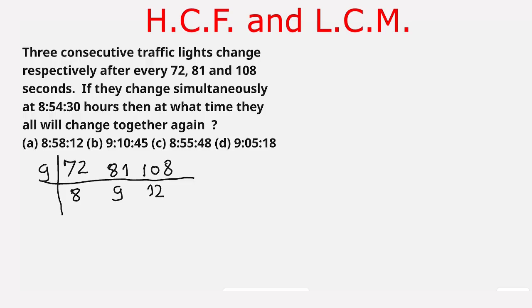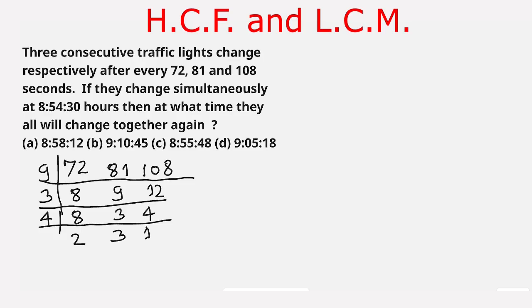Now we divide these numbers by 3. We write 8 as it is. 3 divides 9 for 3 times. 3 divides 12 for 4 times. Now we divide these numbers by 4. 4 divides 8 for 2 times. We write 3 as it is. And 4 divides 4 for 1 time.